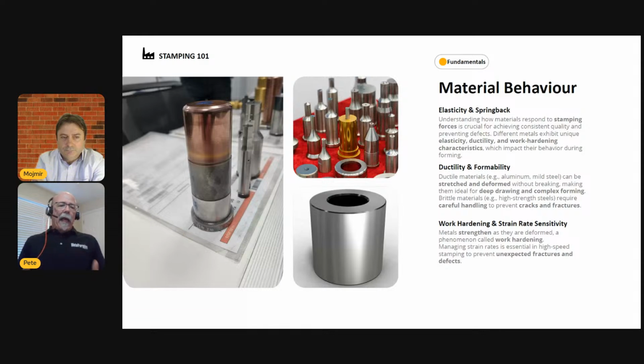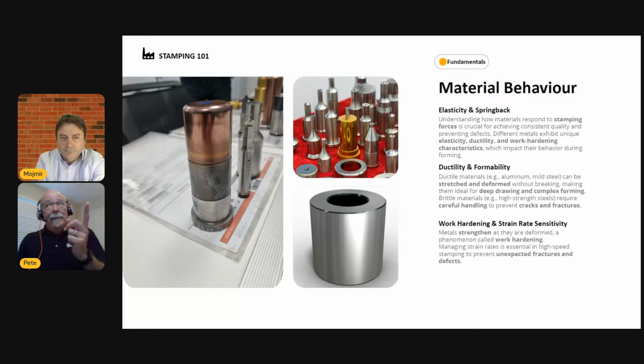So when we're building dies, we think the final product is the die itself, but it's not. It's the stamped part. So we have to ask ourselves, if the die could talk, the die would basically ask, material, what properties do you have? How are you going to spring back? How much stretch or ductility or formability do you have? How quickly do you work harden? What happens if I form you faster? Do you get stronger? Do you get weaker?